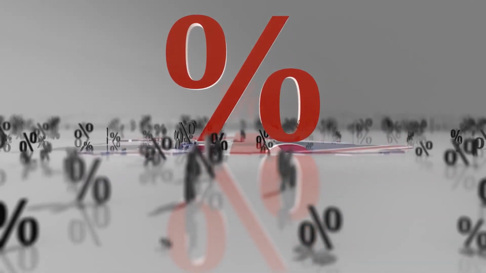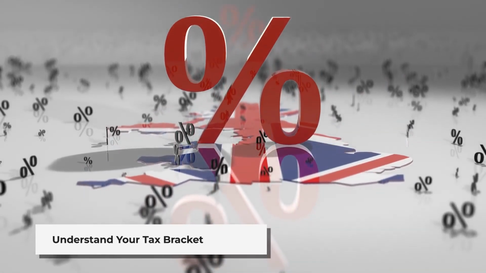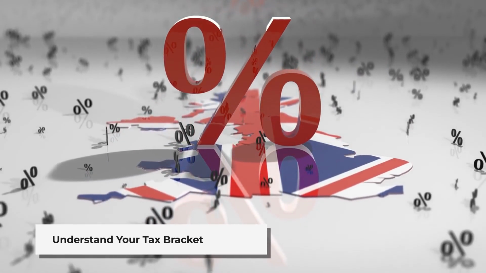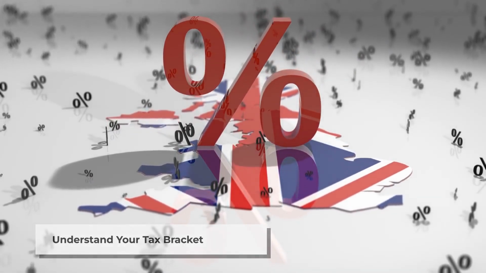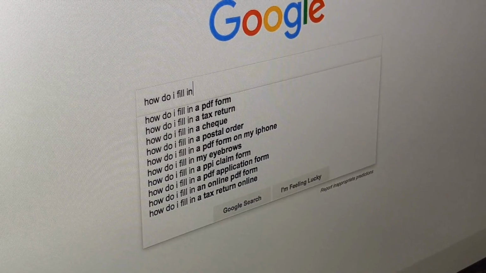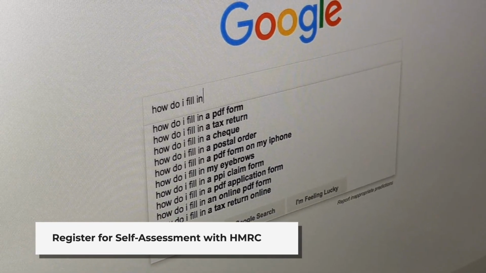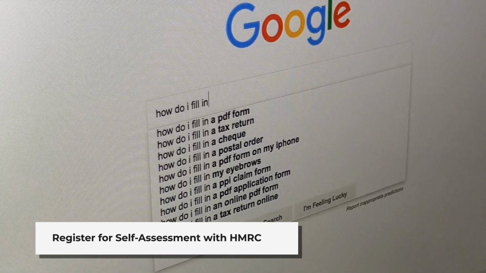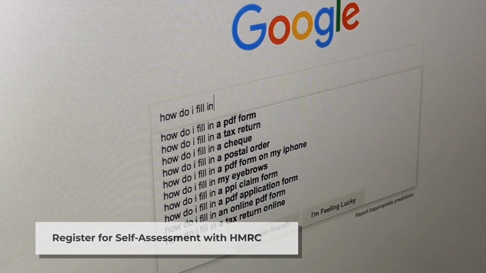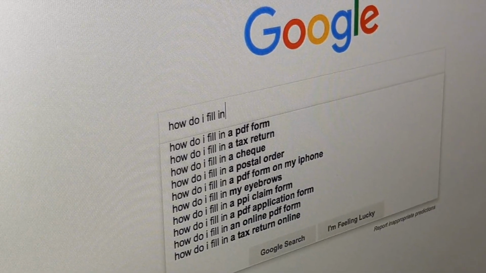You may pay no tax if your total income falls under the personal allowance, or you could pay basic rate at 20%, higher rate at 40%, or additional rate at 45%. As a landlord, you need to register with HMRC for self-assessment and file a tax return each year. If you're new to self-assessment, you must register by the 5th of October following the tax year in which you started collecting rent.